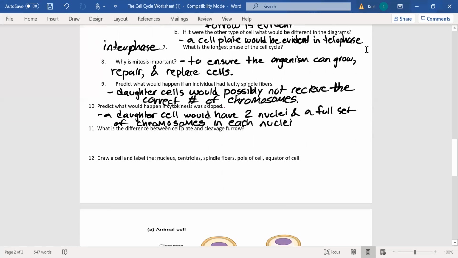Number 11. What is the difference between a cell plate and a cleavage furrow? Okay, a cleavage furrow forms in animal cells, and when it comes to dividing, it helps an animal cell divide from the outside in.